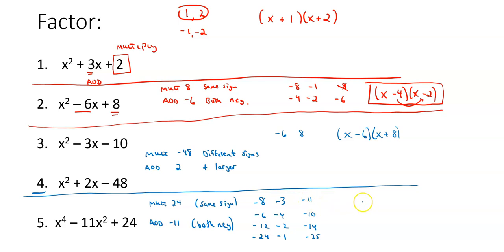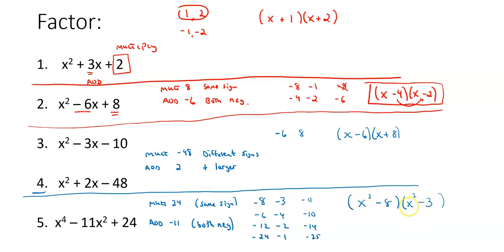The only thing that's going to be different on this one is when we go to factor it, we're going to have our negative 8 and our negative 3, but instead of putting an x, we're going to put an x squared. And that's because we started with an x to the 4th.